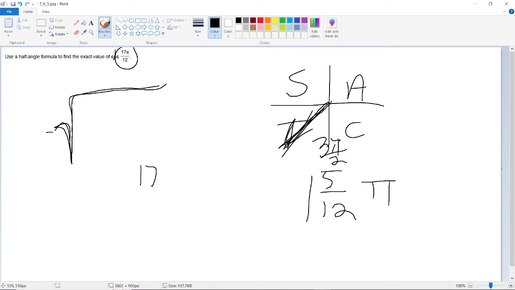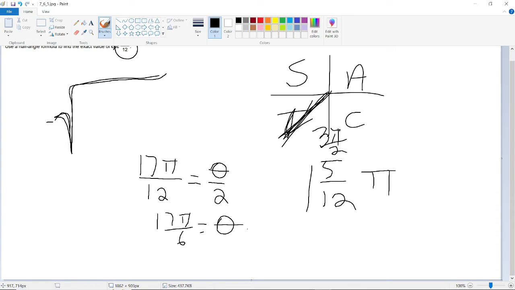So 17 pi over 12 equals theta over 2. So 17 pi over 6 equals theta. So we want 17 pi over 6 over 2. So this is going to be the cosecant. I'll draw this one down here. I'm going to have to get extra space. Cosecant of 17 pi over 6 over 2.